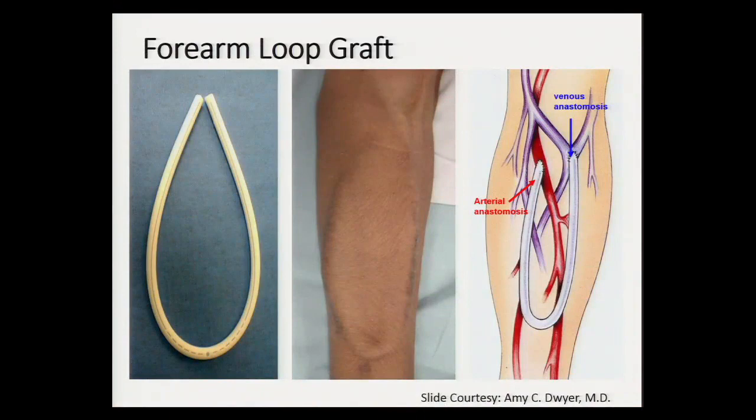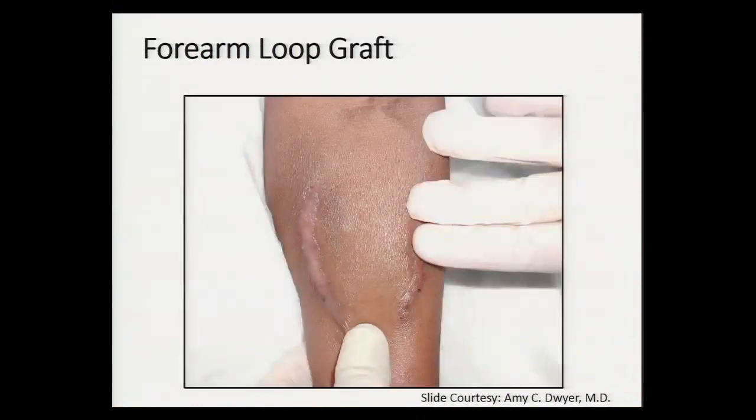So this is an example. It's an arterial anastomosis and it's looped back to the vein. How do you determine which is the arterial side and which is the venous side? You can briefly occlude the graft in the middle, especially if it's a loop configuration. It's hard to know sometimes. And then the side that's pulsatile, that's the arterial side.